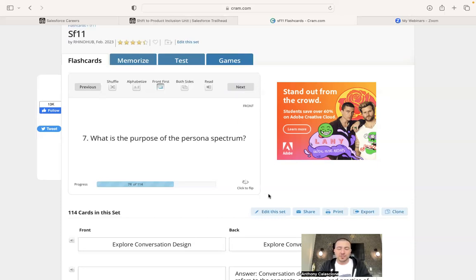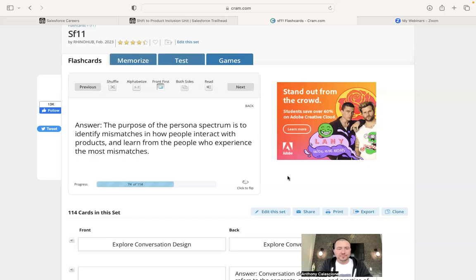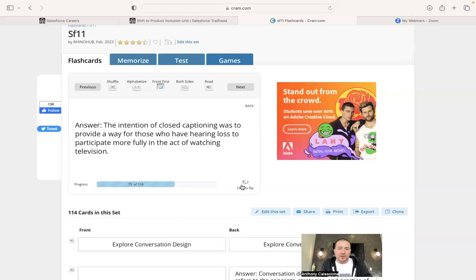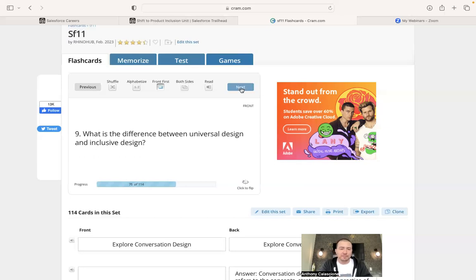What is the purpose of a persona spectrum? The purpose of a persona spectrum is to identify mismatches in how people interact with products and learn from people who experience the most mismatches. What is the intention of closed captioning? The intention of closed captioning was to provide a way for those who have hearing loss to participate more fully in the act of watching television.